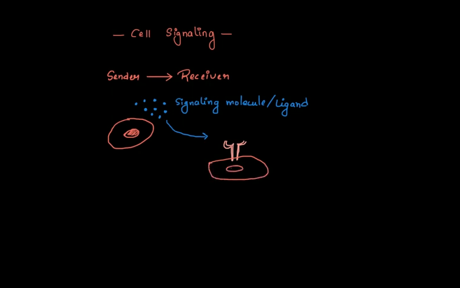So this signaling molecule would bind to this receptor and would eventually transfer a series of signals inside the cell, which would eventually give the cell its actual fate. So we have the secreting cell, we can call this the secreting cell, and we can call this the receiving cell.